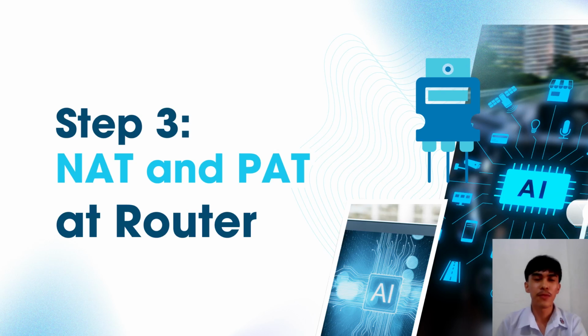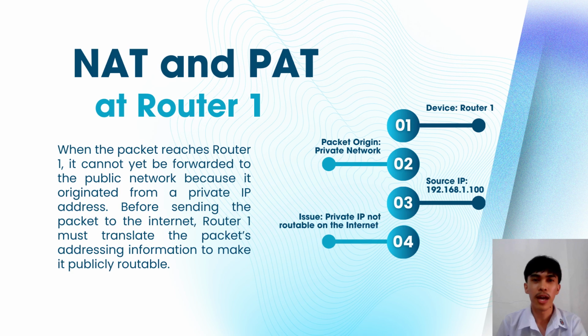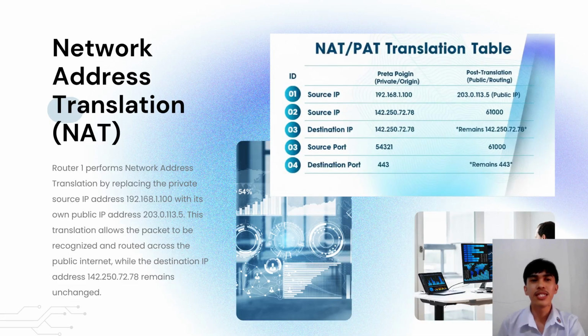For step 3, we have NAT and PAT at router 1. When the packet reaches router 1, an important process takes place before it can be forwarded to the public network. Router 1 performs Network Address Translation, or NAT, and Port Address Translation, or PAT. This is necessary because the packet originated from a private IP address, specifically 192.168.1.100. Private IP addresses are not routable on the public network, meaning they cannot be used outside the local network.